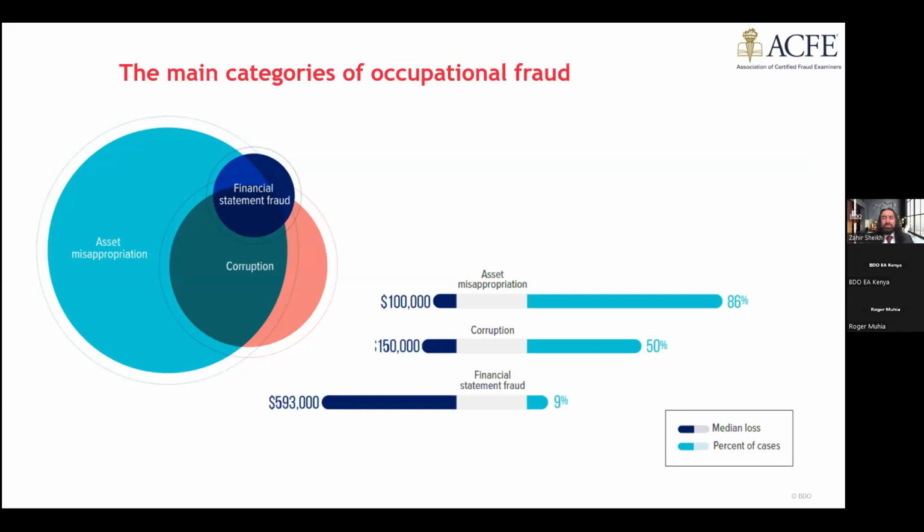And then corruption was prevalent in 50% of all the cases. Whether this is bribery, kickbacks, or extortion, how much of that do we experience daily in East Africa? As you can see, it's a major problem. And then the third element is financial statement fraud, which accounted for 9% of the 2,000 cases. But when this happens, the fraud is much bigger. In this case, you can see it's nearly $600,000 for one instance of fraud.